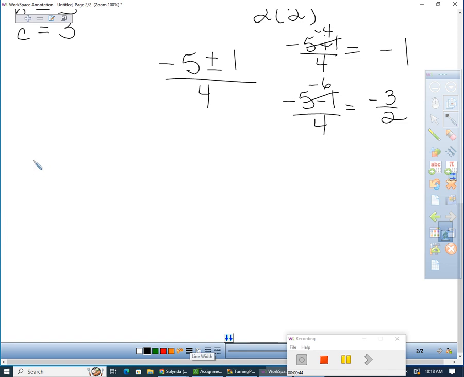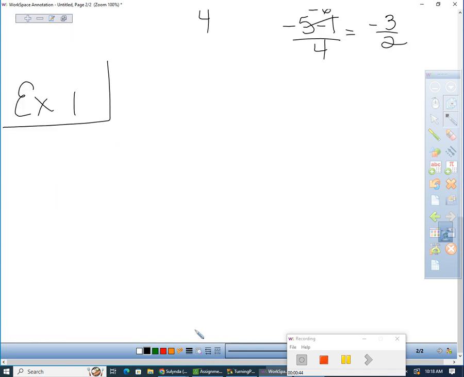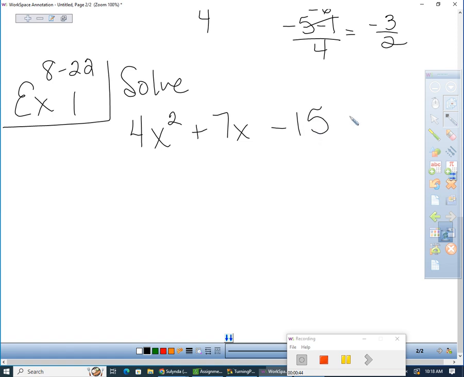All right. Example number 1. So this is what you are doing for 8 through 22. Solve. We're going to start with 4x squared plus 7x minus 15 equals 0. So this one is already set equal to 0, right?